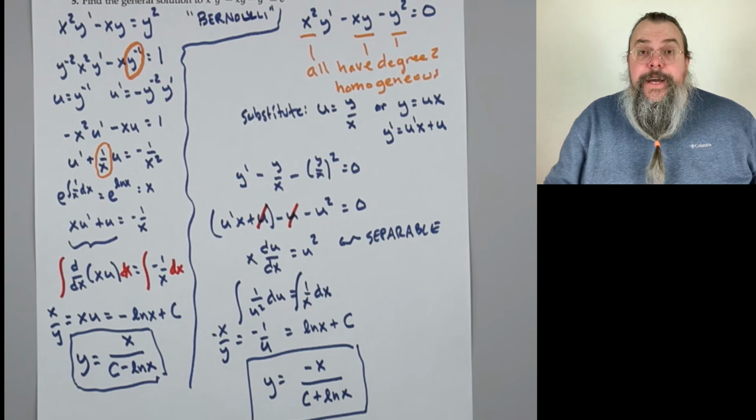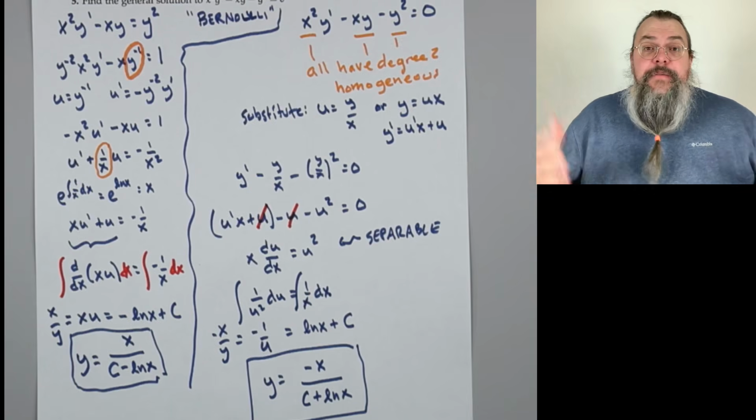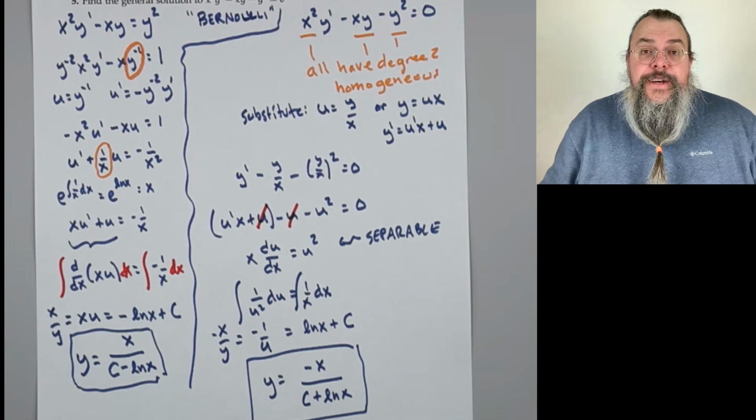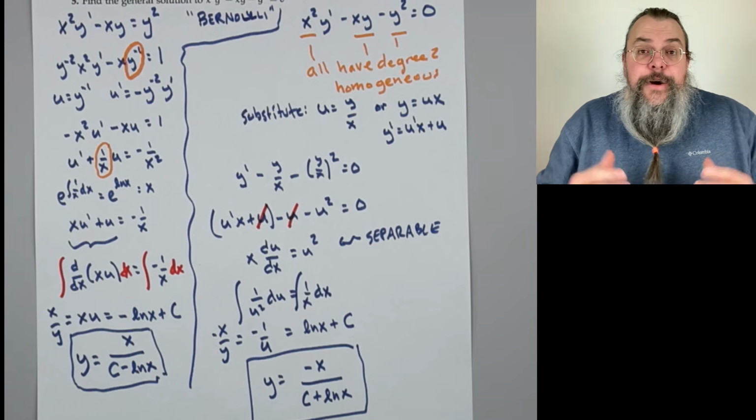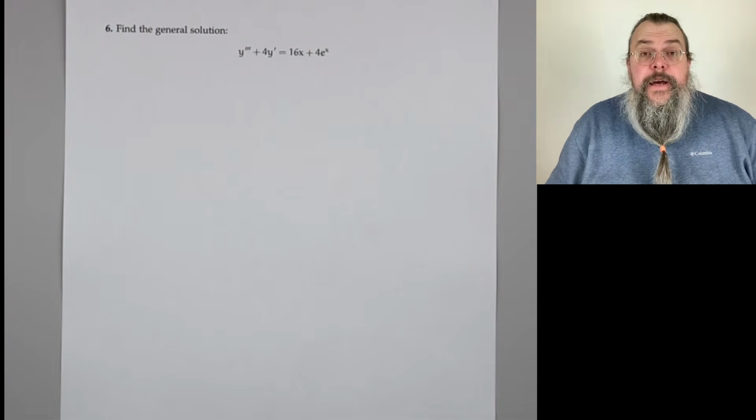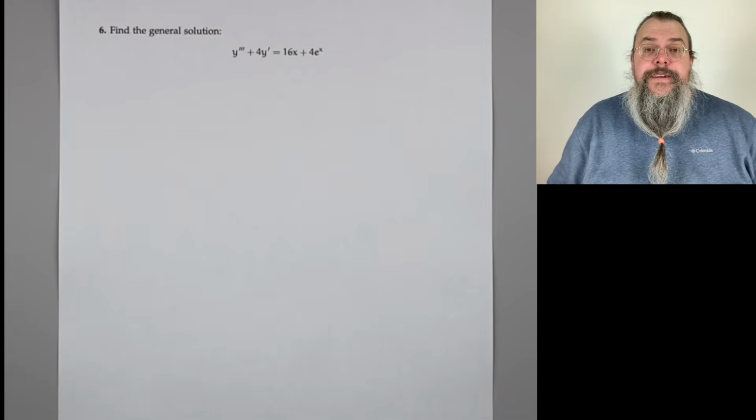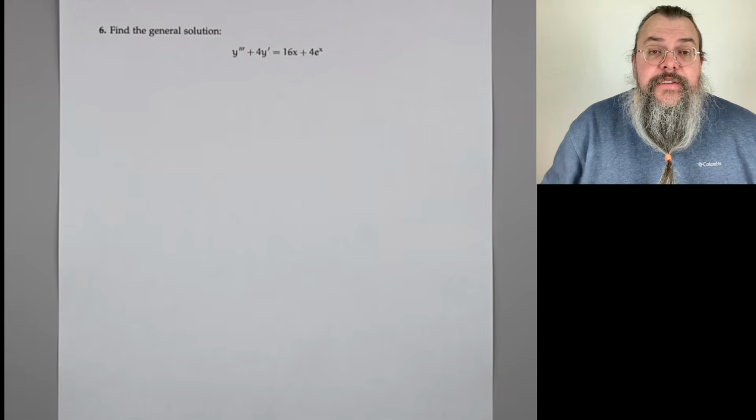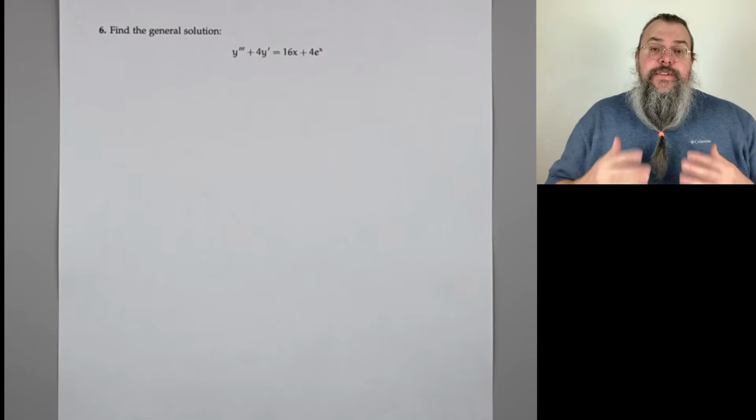So, all right, that was number 5. That means there's only one problem left. All right, let's find out what it is. And let's hope it's a good one. Our last problem. Number 6. Find the general solution.